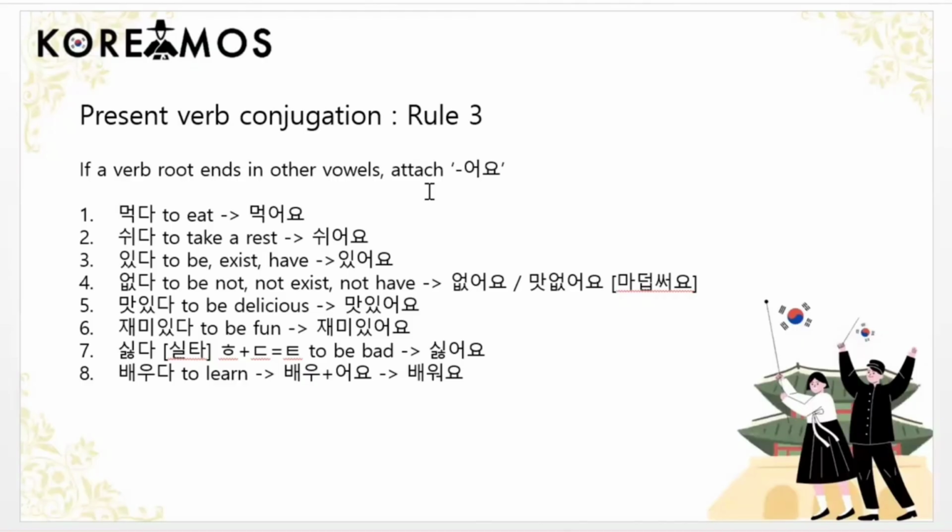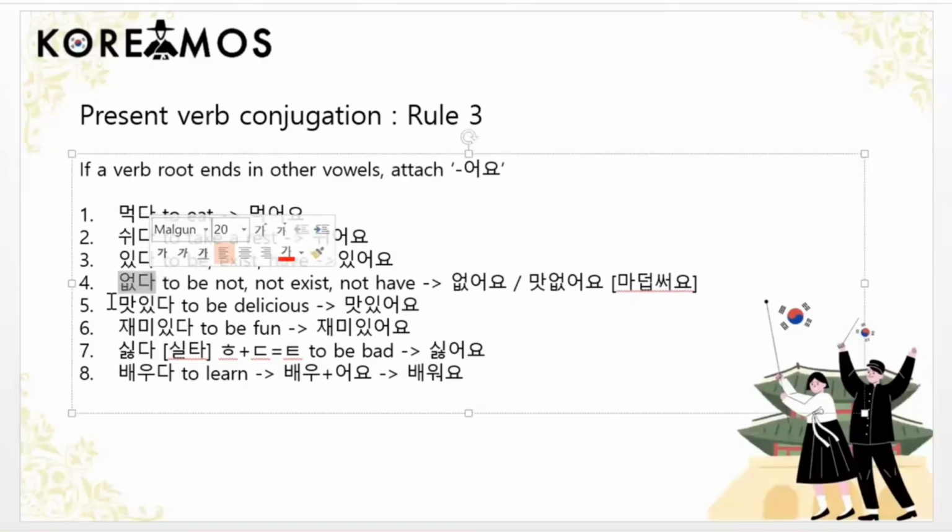Next one, 있다. It's a really, really common verb. It's a very useful verb, which means to be, exist, or have, depending on the situation. And then the present form is 있어요. I pronounce 있어요. And then 없다 as the opposite verb. To not exist, or not have. 없다.